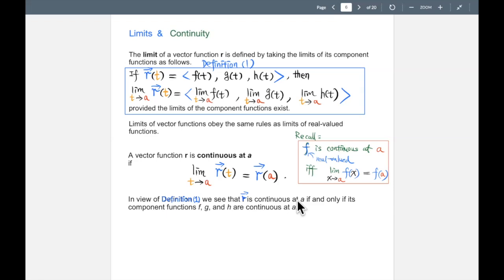All right. So a vector function is continuous at a. You can do a direct substitution also. Let's try this.